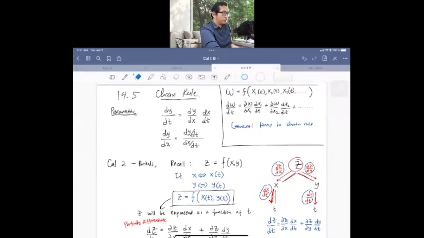Okay. Let me give you more and more examples, at least to imagine how we can write the formulations for the chain rule.